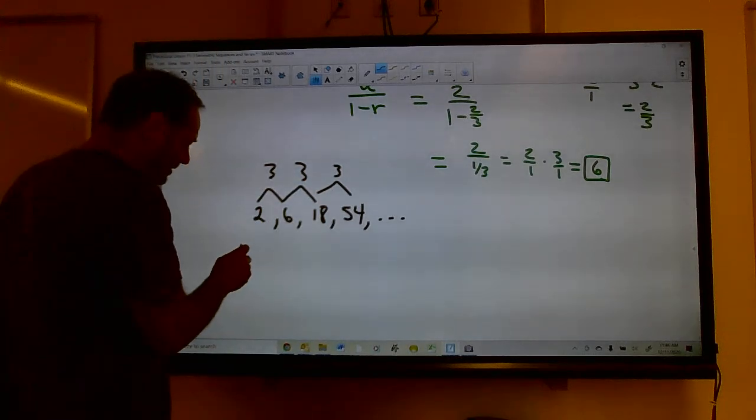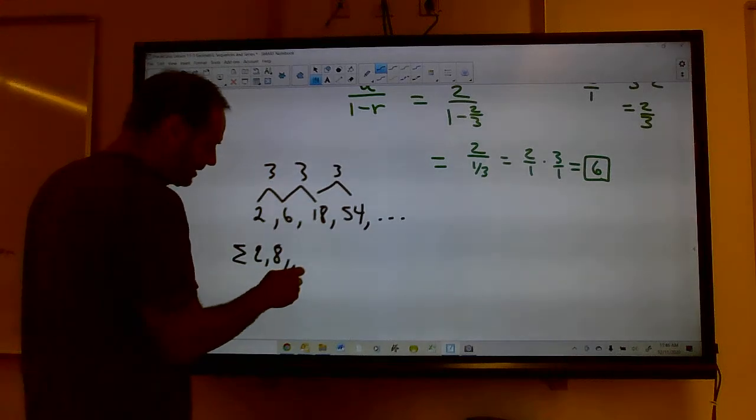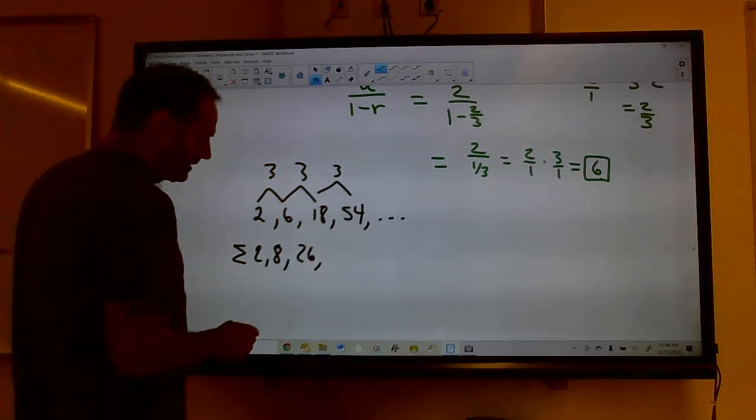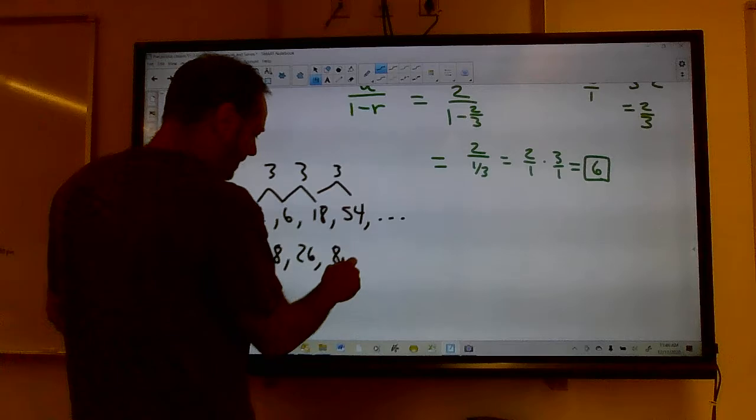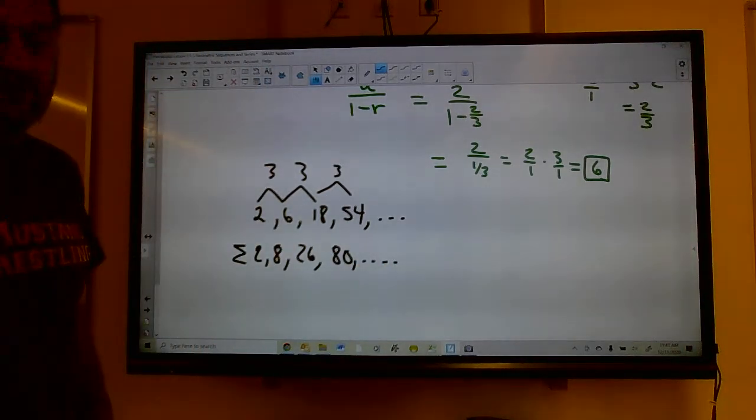So the sum, you know, the first 2 would be 8. It'd be 2, 8, 26, 80. And it's just going to keep getting bigger and bigger and bigger. So it's not going to have a limit, it's divergent.